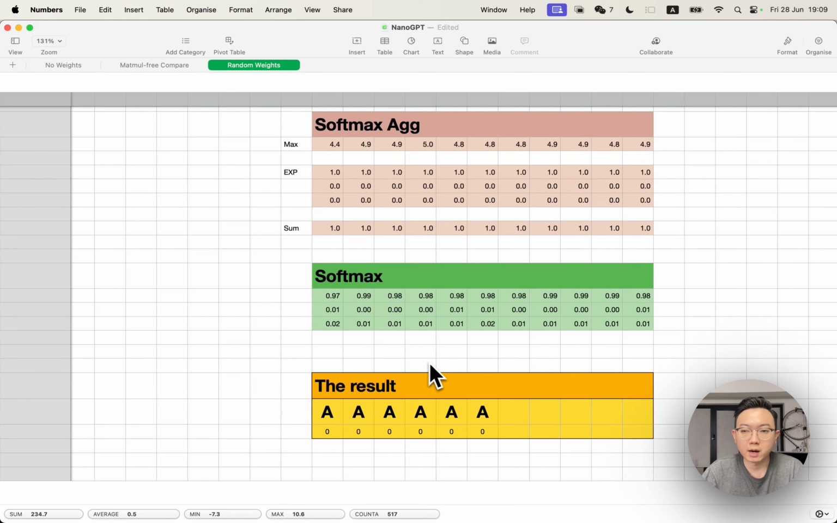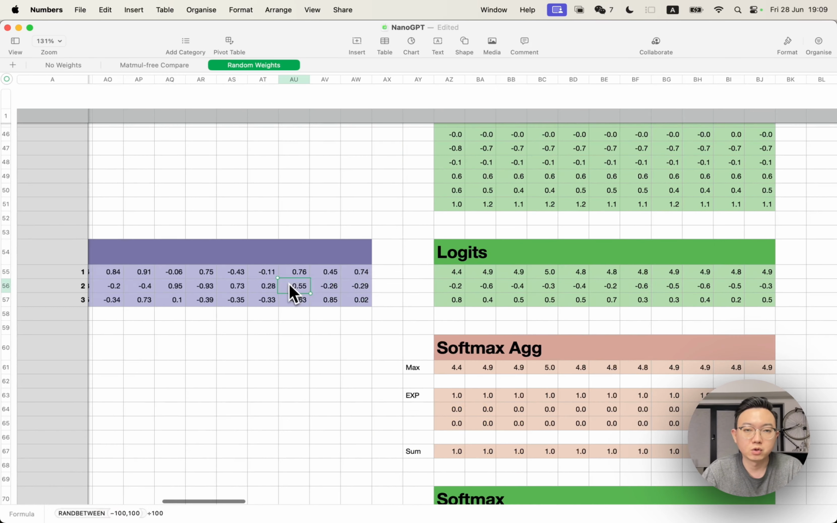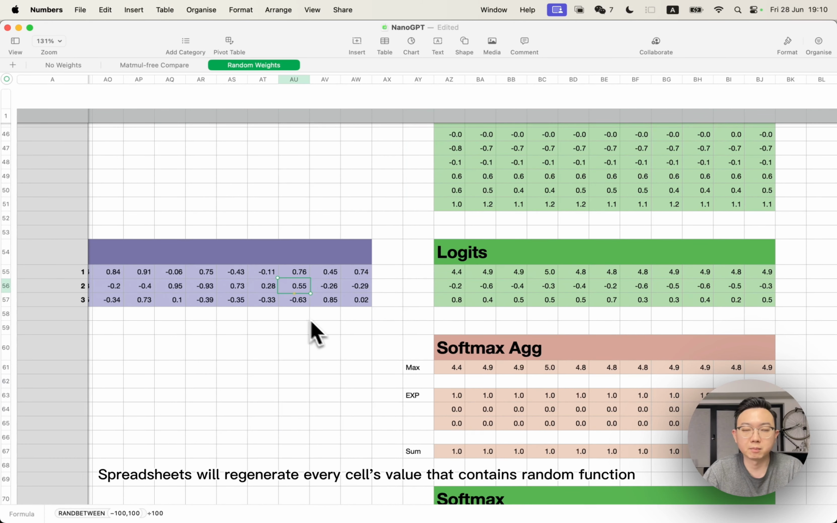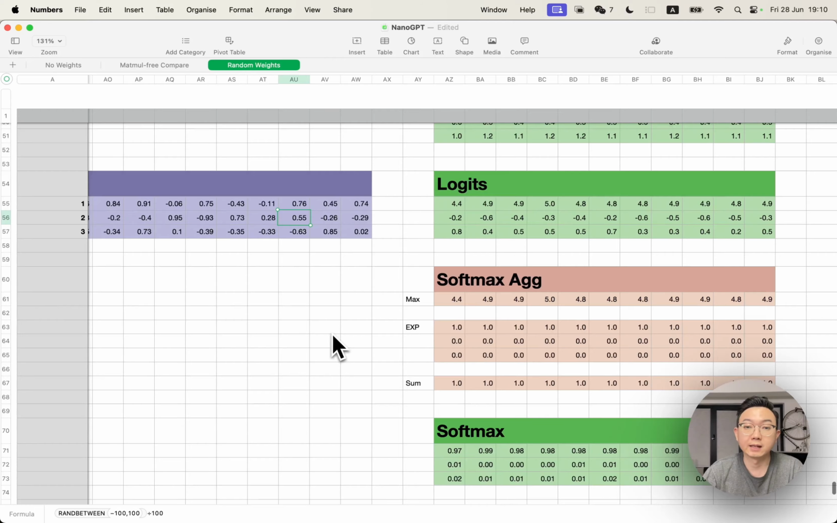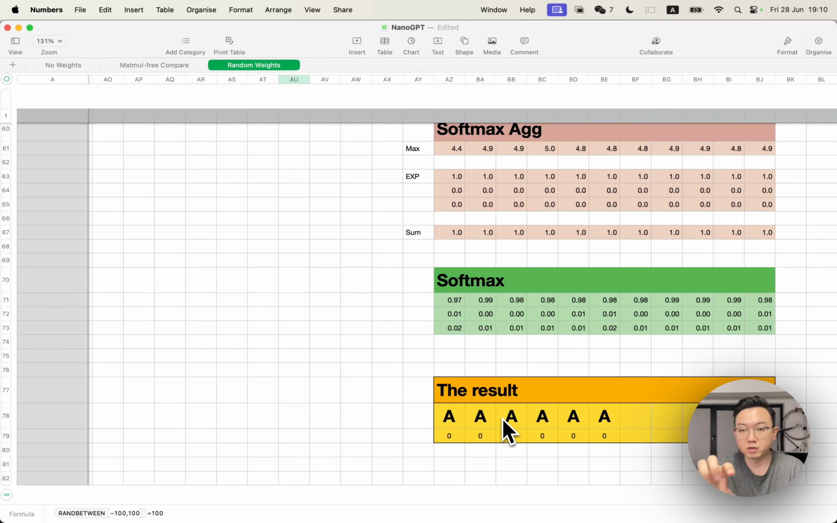What you can try in the actual spreadsheet is change these purple parameters by resubmitting them, so it's going to refresh and everything is going to be regenerated randomly. Then you will also see the yellow part change accordingly. Of course, this is the wrong number because the parameters are not the actual parameters, but you will see that it's influencing the end result.